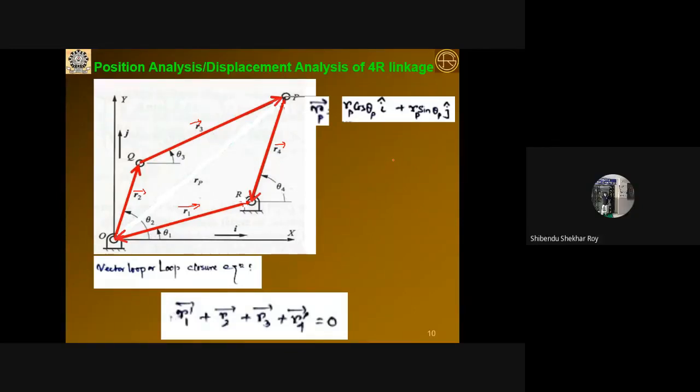Zero vector, because it reaches the same point. As you add the vectors one by one and reach the same point, that means the summation equals zero. This is called the vector loop closure equation, or simply the loop closure equation. Either you call it the vector loop closure equation or simply the loop closure equation.